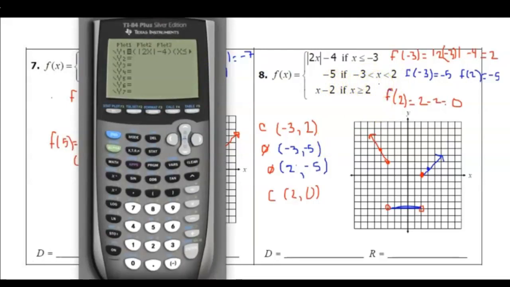Enter the values in separately, and then you have to add a conditional statement. So what we're going to do is we'll separate this statement. We'll say x is greater than -3, and then we'll add that conditional statement of the word and, and then we'll say x is less than 2.